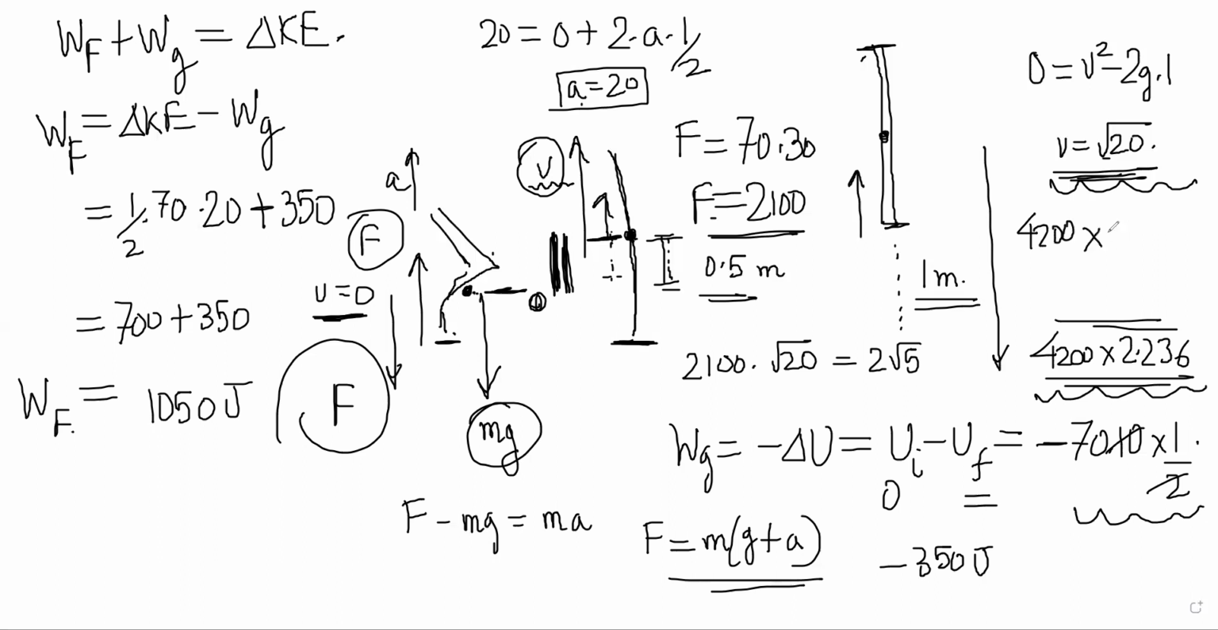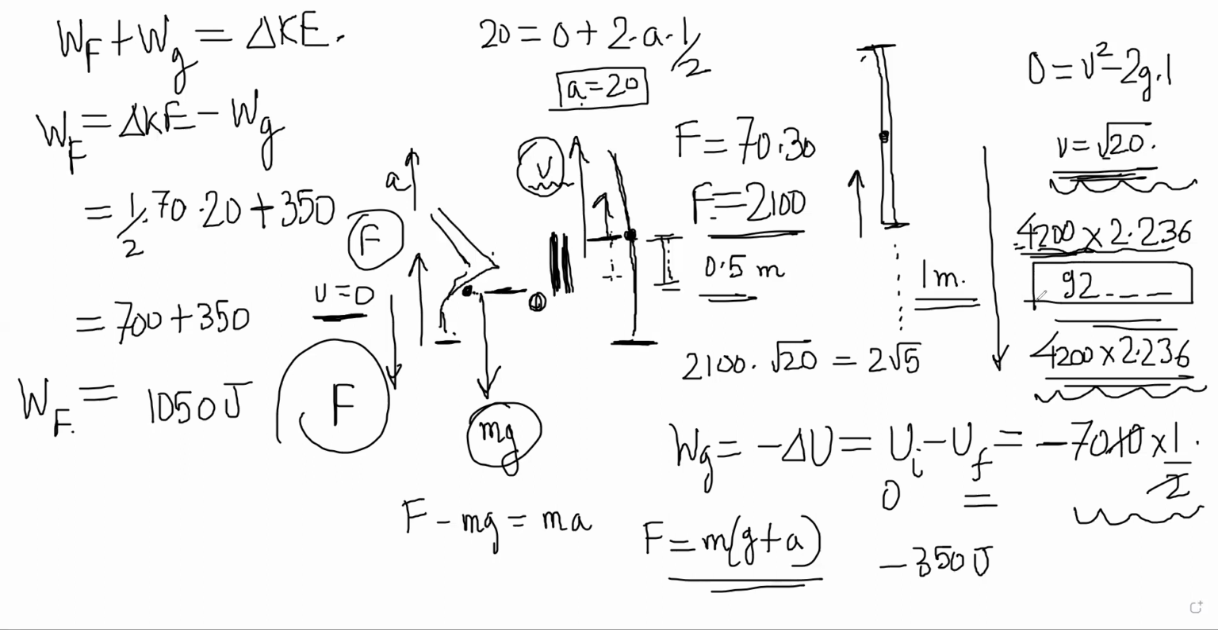So 4200 into 2.236 is coming 9000 roughly if you calculate. Because 1 by 5 of this is almost going to be 800. 2.2 of this, so 8400 plus 800, 9200 something, right? You understand what I've done?